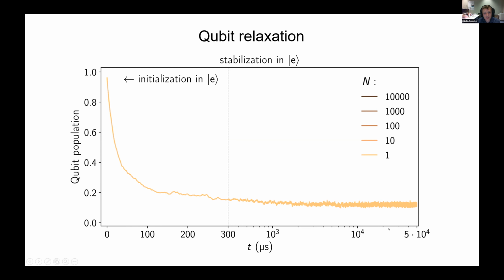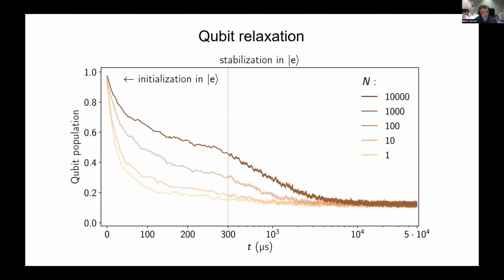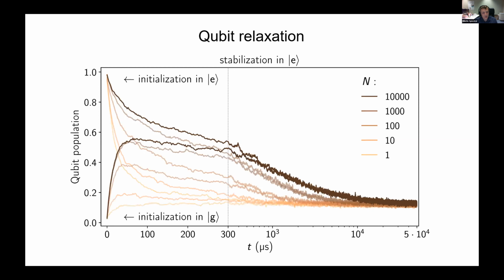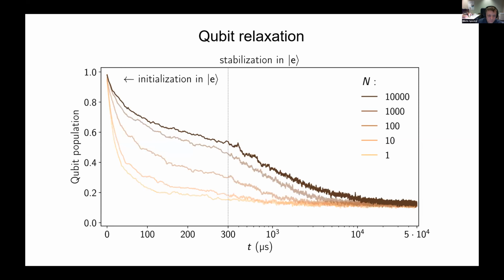So this is now for n equals 1. If we increase the stabilization, we see that the relaxation changes and gets slower and slower. And for n equals 10,000, it's so slow that after 10 milliseconds, there's still a population left in the qubit. So the question is, is this really T1?